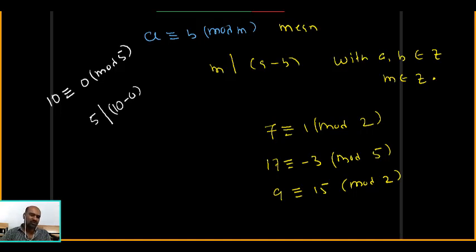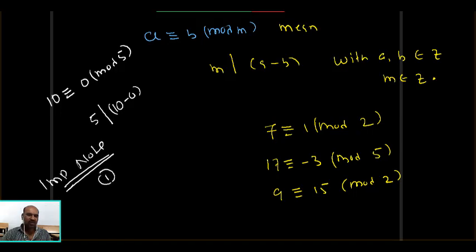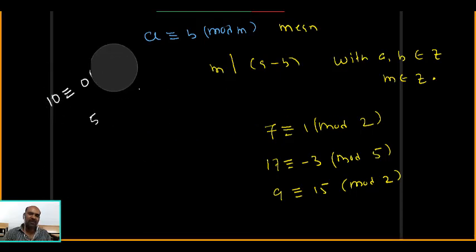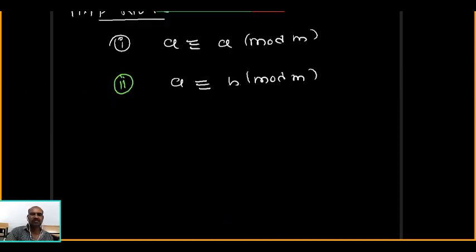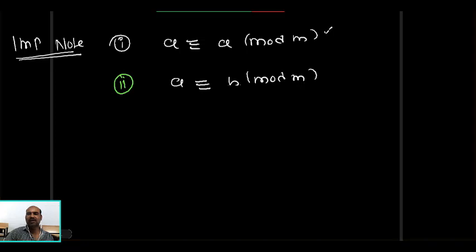Okay, so what happened? Important note: A is congruent to A modulo M. I will write neatly because this is very important. So I will write here, important note: A is congruent to A modulo M.